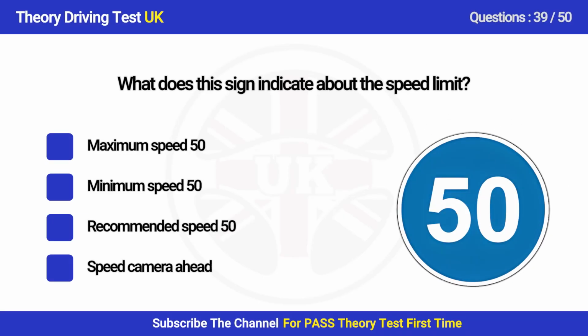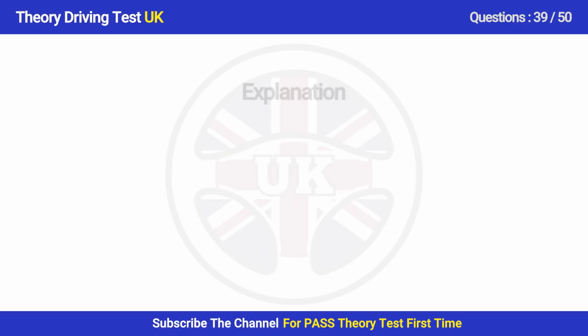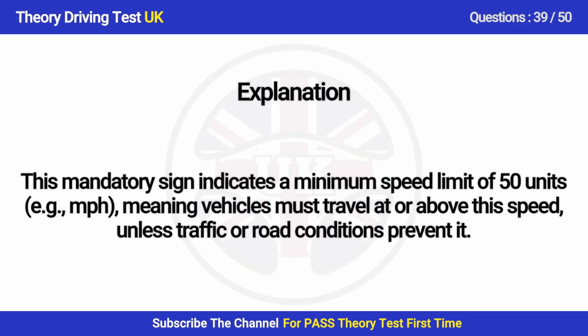A. Maximum speed 50. B. Minimum speed 50. C. Recommended speed 50. D. Speed camera ahead. Answer is B. Minimum speed 50. This mandatory sign indicates a minimum speed limit of 50 units, meaning vehicles must travel at or above this speed unless traffic or road conditions prevent it.